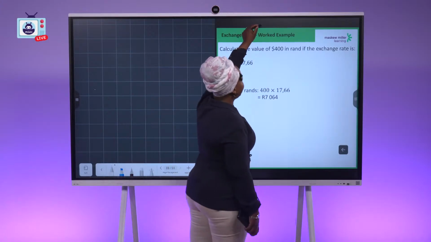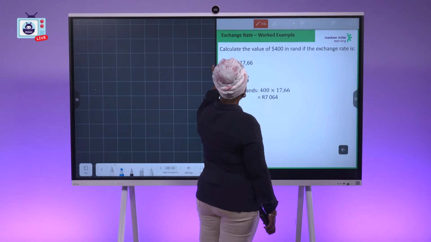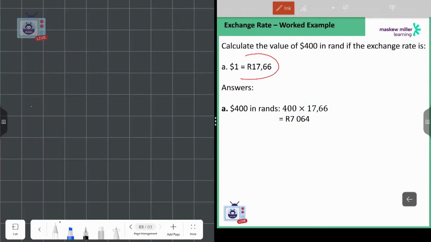And today's one, just before the session, I checked and it was showing that $1 equals 17 rand 66 cent when we are using South African rand. But this was just before the session started. It's possible that if you check it now, it has changed.